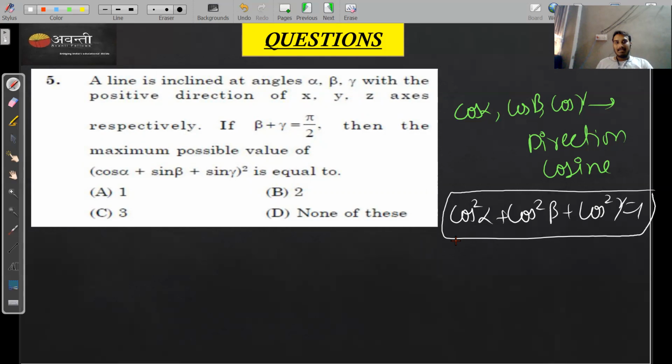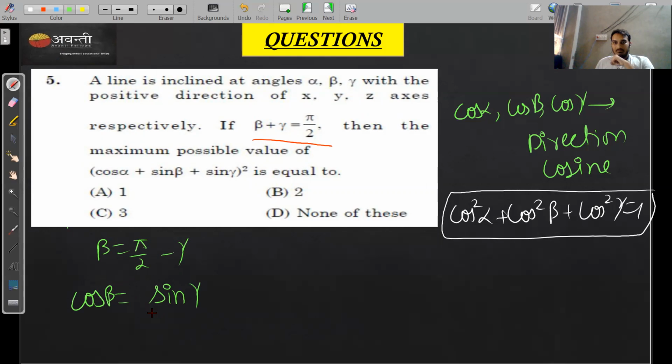Okay. And now for the second equation, it is saying beta plus gamma is pi by 2. Right? And now this expression is given, and we have to find its maximum possible value. Okay. So let's solve this. First of all, beta and gamma are given, so beta can be written as pi by 2 minus gamma. Take cos on both sides. So cos beta is sin gamma, right?